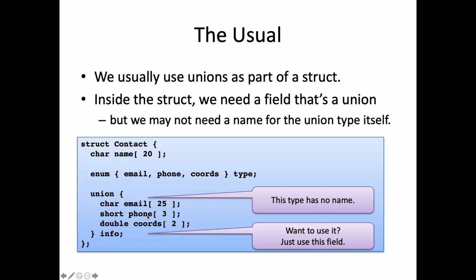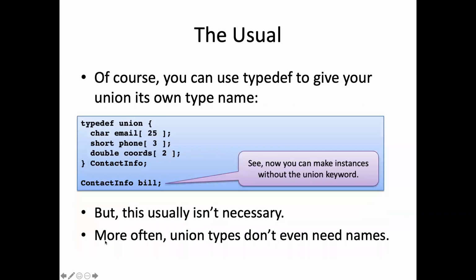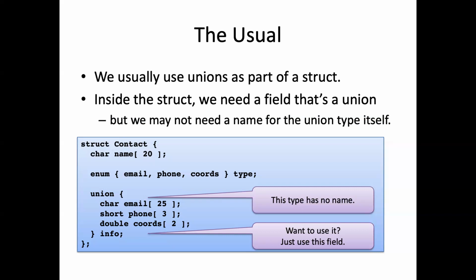I don't really need a name for that type if the only thing I'm going to do with that union is make this info field. So backing up a slide here, I was making the point that you can use typedef to give a short name for a union. But since unions almost always show up as part of a struct, often they don't even get names. They're just used to define fields of a struct.